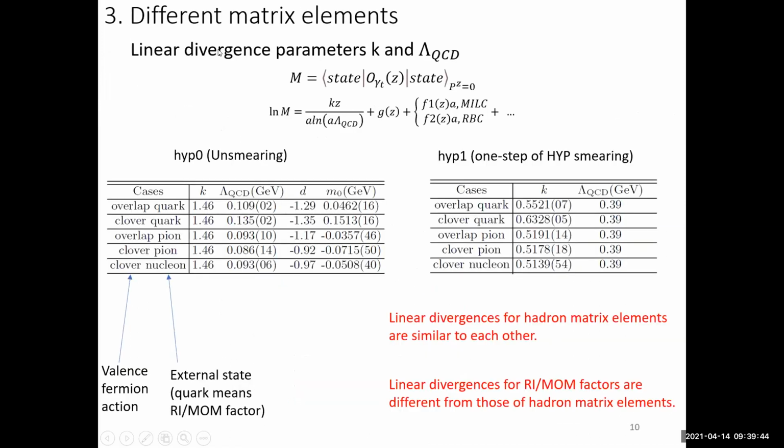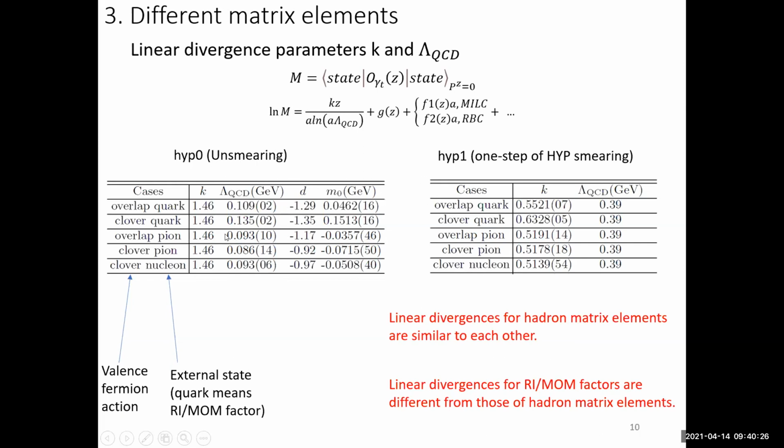Then we apply the self-renormalization method to different matrix elements. We can apply it to the hadron factor, and we can also apply it to the hadron state matrix element at zero momentum. They can be calculated using the overlap valence fermion action, and they can also be calculated using the clover valence fermion action. In the self-renormalization steps, we can get the linear divergence parameters. For the unsmeared case, we can fix the k as the one-loop perturbative value. And we can get lambda QCD through the global fit.